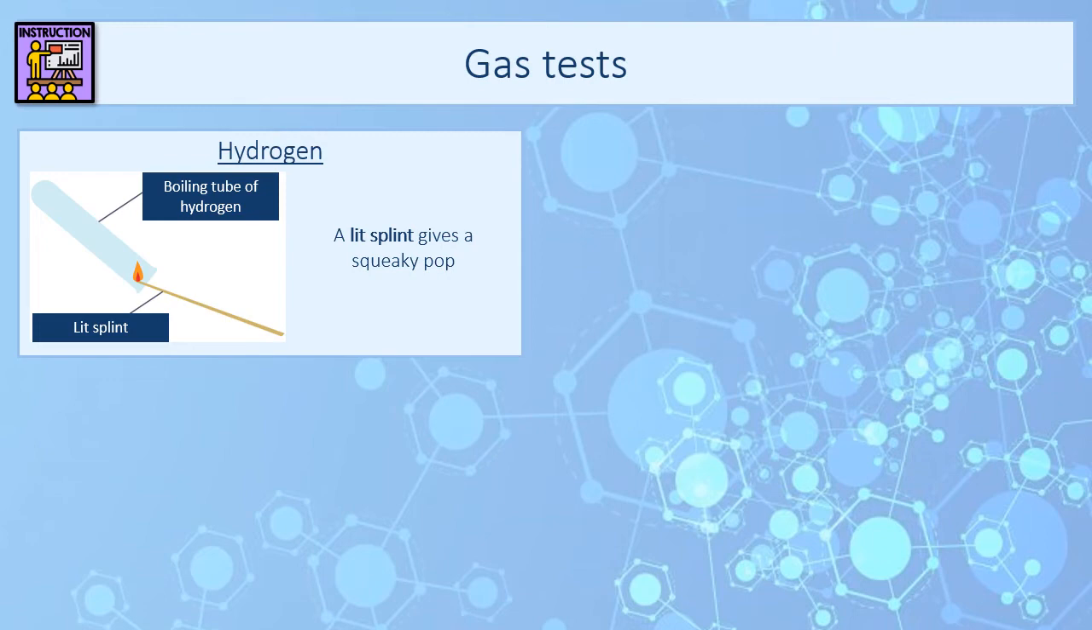Now hydrogen is a flammable gas, and because it's flammable, when we put a lit splint next to it, we get a very small explosion, and that's what produces that squeaky pop sound. So a lit splint will give us a squeaky pop if we have hydrogen gas present.